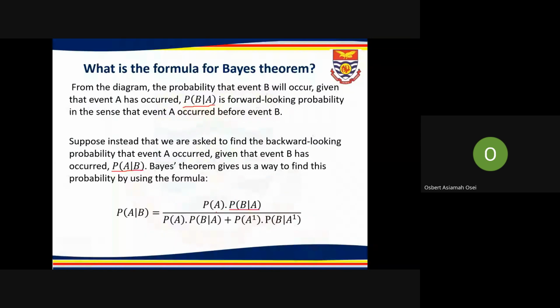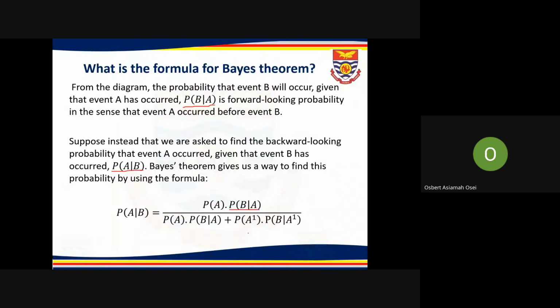So the probability of A given that B has occurred is what you are looking for, which means you write the probability of A times the probability of B, given that A has already occurred, divided by the probability of A times the probability of B, given that A has already occurred, plus the probability of A complement times the probability of B, given that A complement has already occurred.